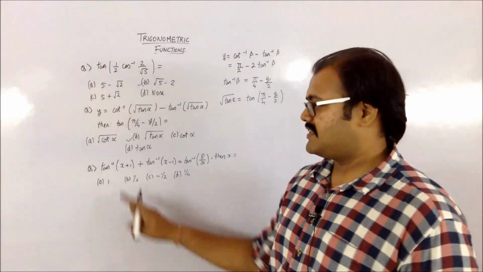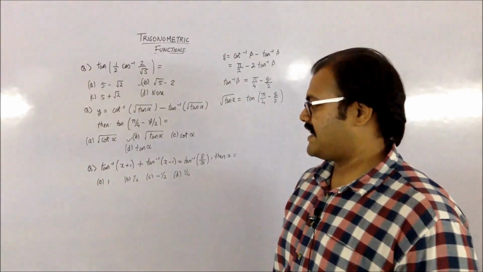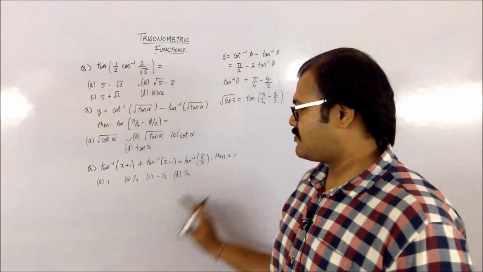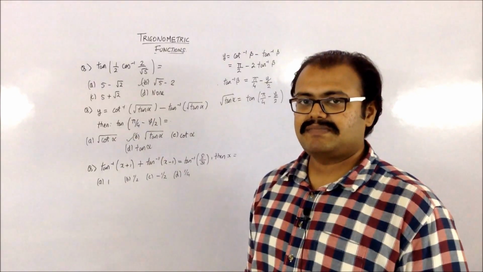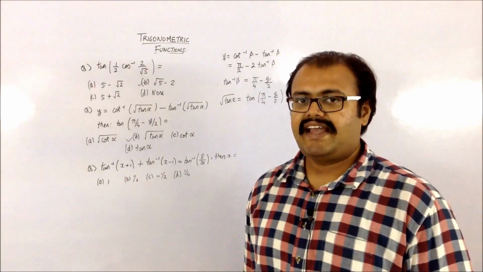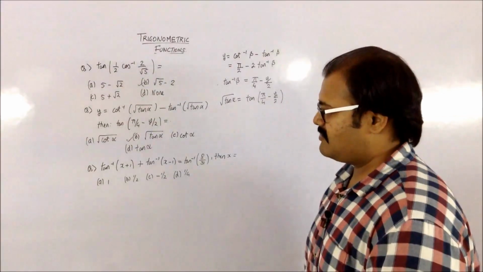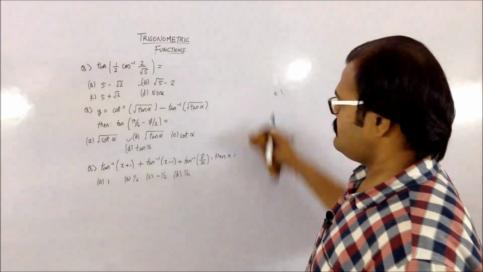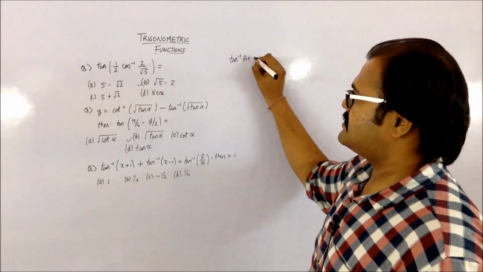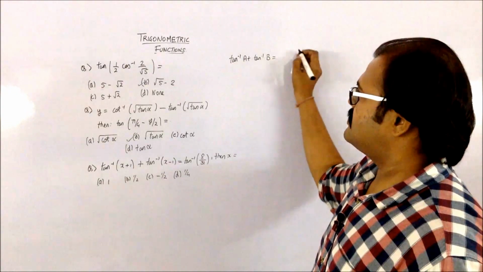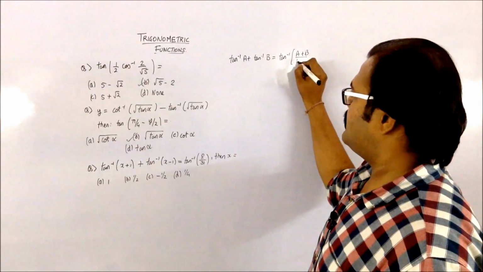Moving on to the next one, we have tan inverse of x plus 1 plus tan inverse of x minus 1 equals tan inverse of 8 by 31, and I have to find what is going to be my x. Now you should know that tan inverse A plus tan inverse B is nothing but tan inverse of A plus B divided by 1 minus AB. So I'll be using that particular formula over here. So you should remember the formula as tan inverse A plus tan inverse B is given by tan inverse of A plus B divided by 1 minus AB.